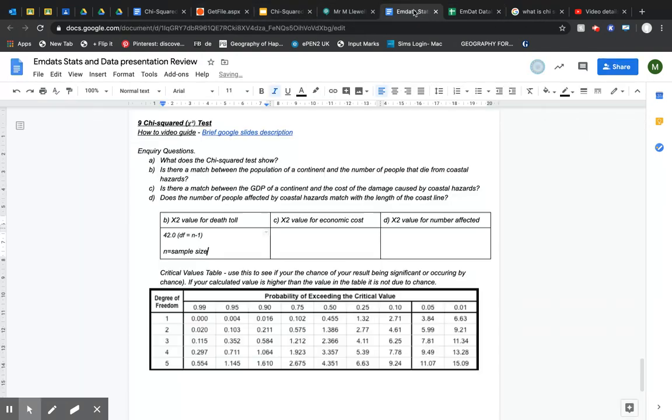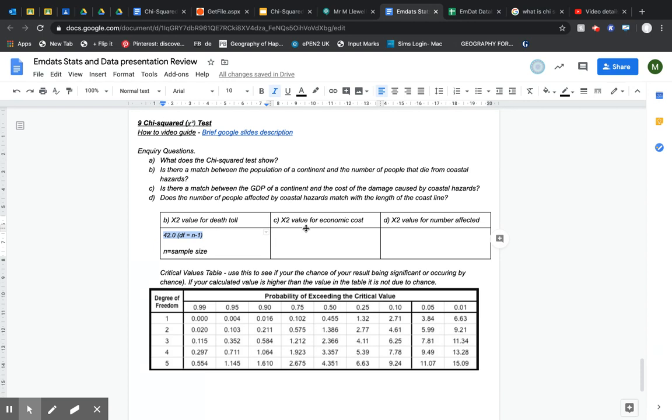So back to my stats. So 4. Okay, I can clearly see that 42 is much higher than all of the values here. So if I look at this one, it's 99.9. This tells me there's a 99.9% chance that there is something else going on with that data. The data does not fit with the expected pattern. Now, that could well be because some of those countries have different coastlines, for example. So the population of continents and the death toll from coastal hazards does not match as a set of data.